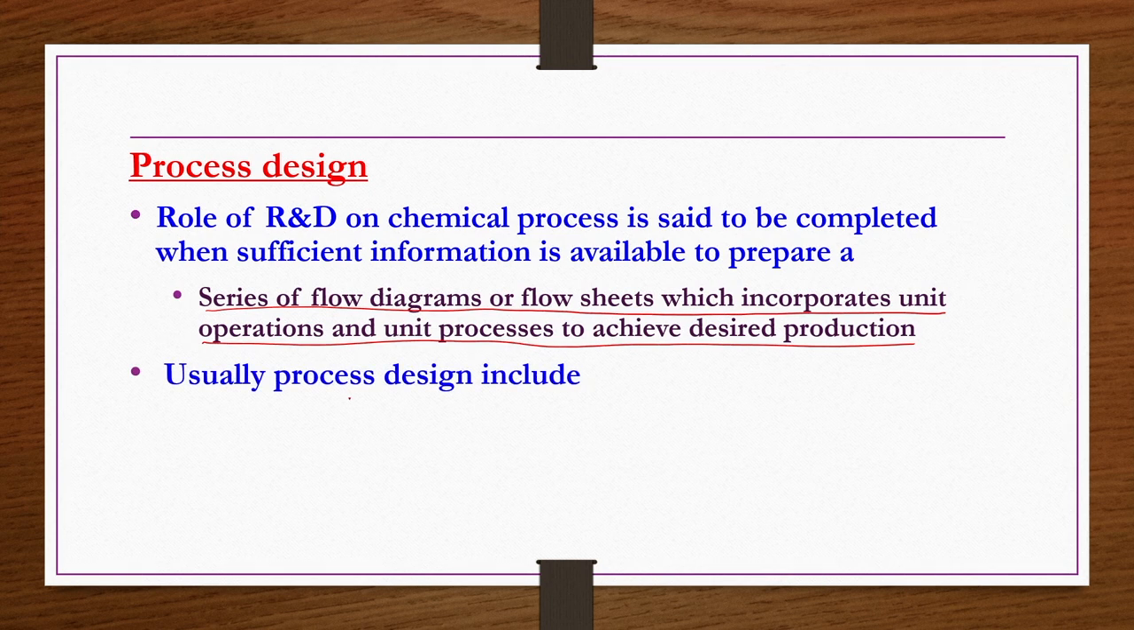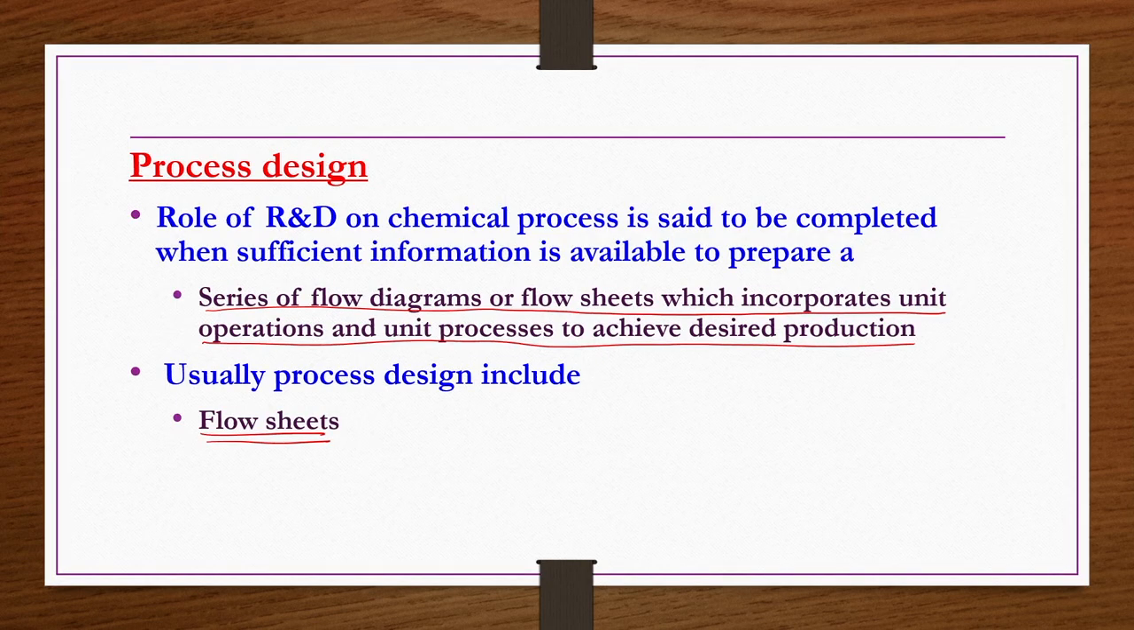So usually process design includes several things. One is the flow sheets. Flow sheets, as I mentioned, are a description of the sequential operations occurring in the plant in a pictorial manner, right? So how do you report that, what details you give? Based on that, flow sheets have different categories. Those things we see subsequently. Another thing is the process steps.